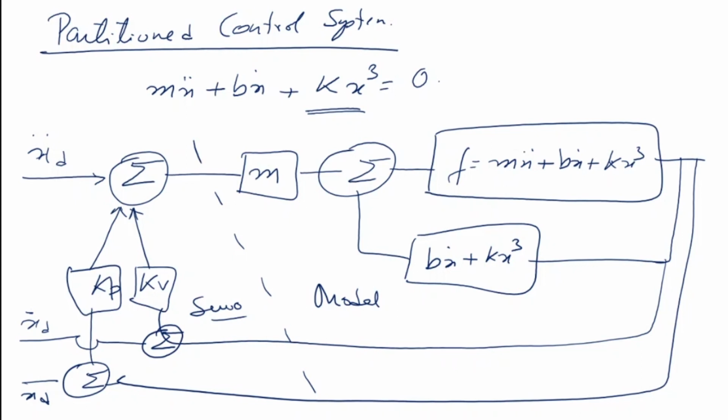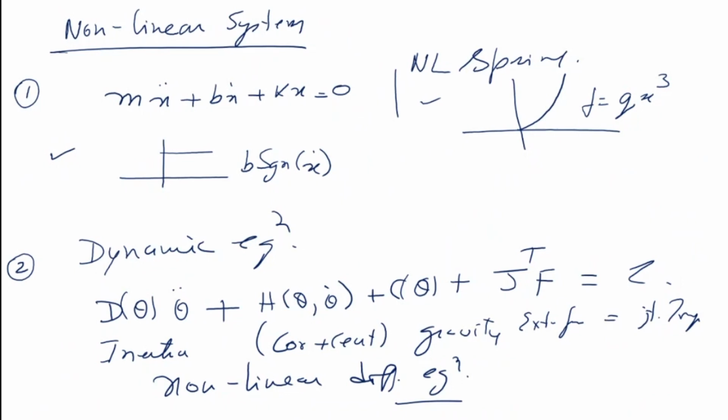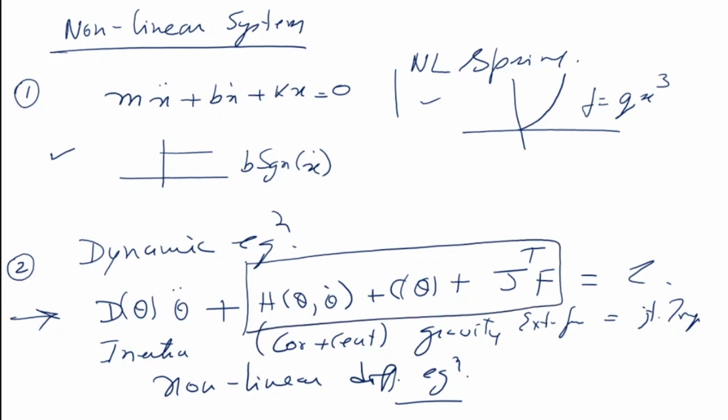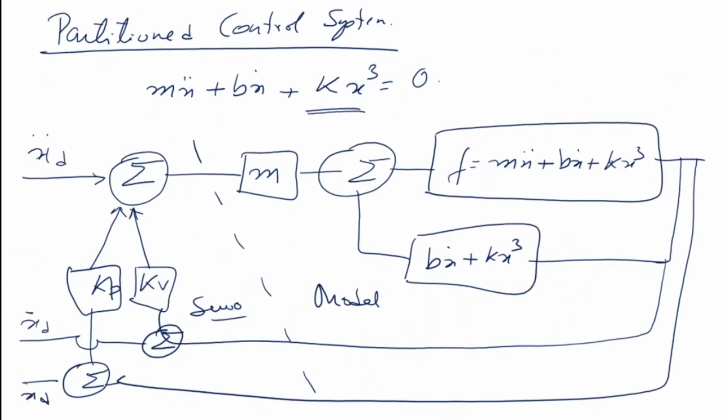Now what about the robot manipulator we just looked at? This is the robot manipulator equation. How can we take care of this? We can take care of this by breaking it up into two parts. In the case of mass, we put D of theta there, that's my inertia tensor, and here we say it is h of theta, theta dot, plus g of theta plus J transpose f. This is a way where we can partition the dynamic equation and use this partition control system to control it.